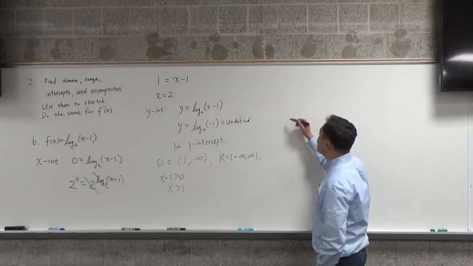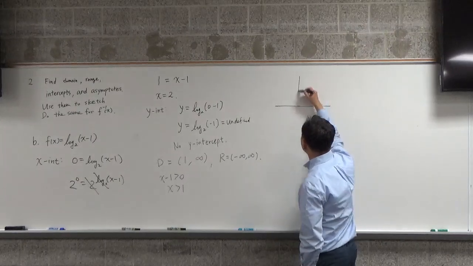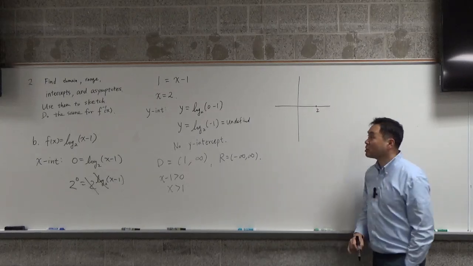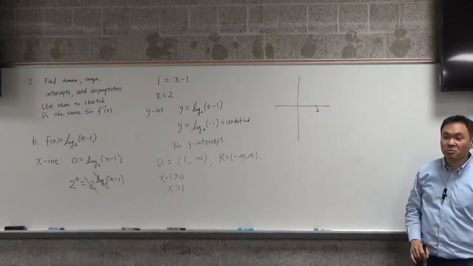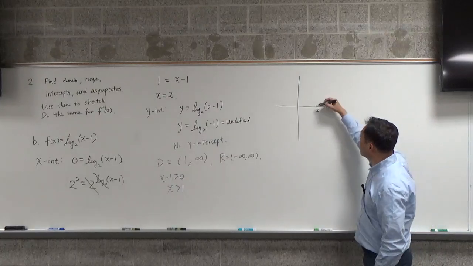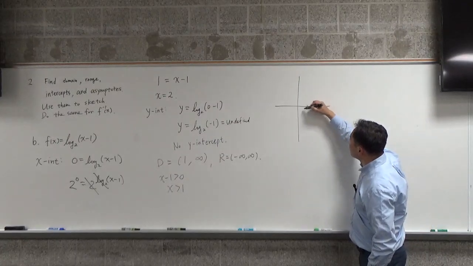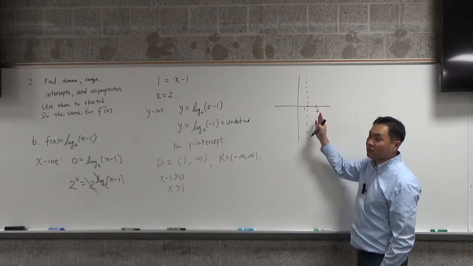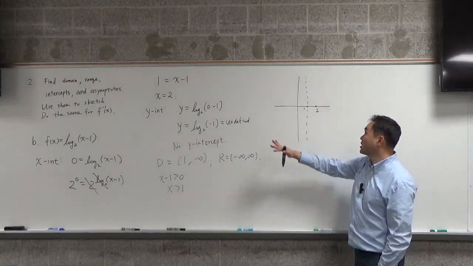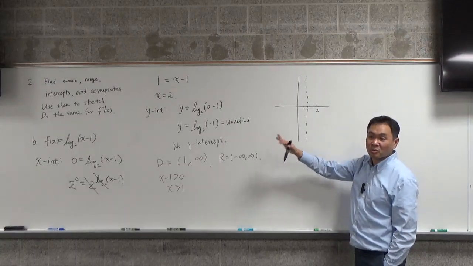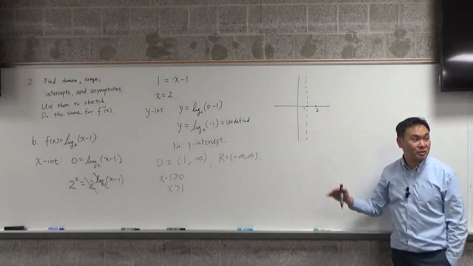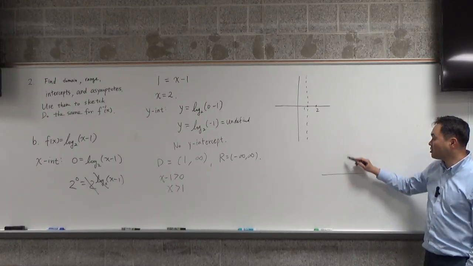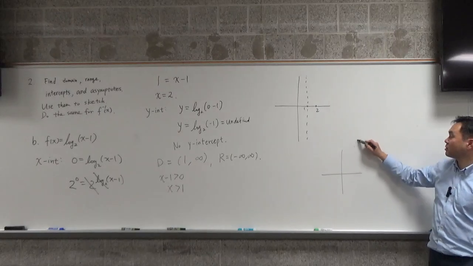Okay, so what is this graph? Well, we know that at (2, 0), the graph will pass through 2, 0. And here's 1, and you shouldn't have any portion of the graph on the left side of 1, nor on 1. There shouldn't be anything on 1, okay? And you should also know the generic shape of the log graph.